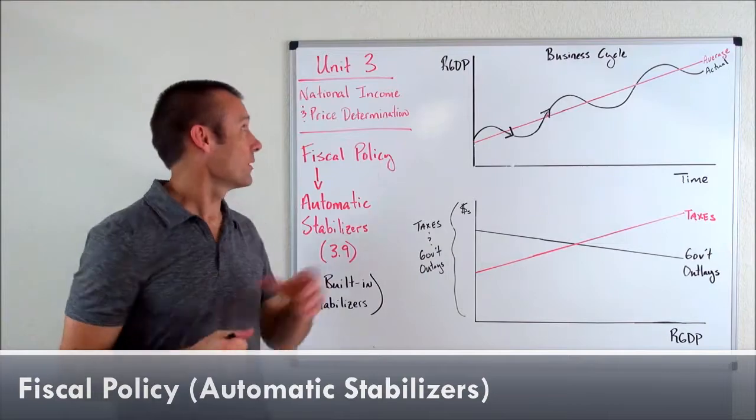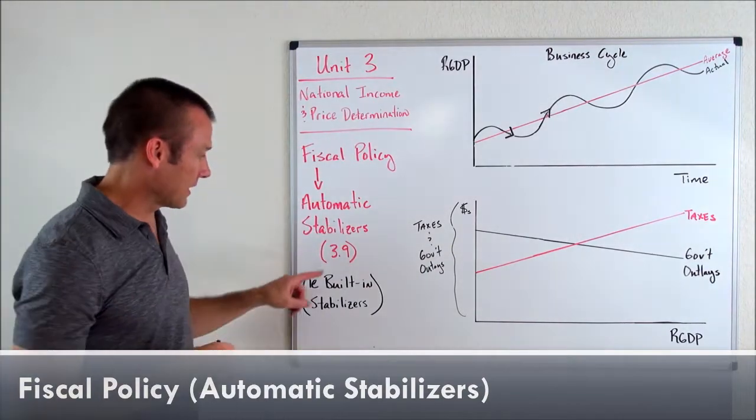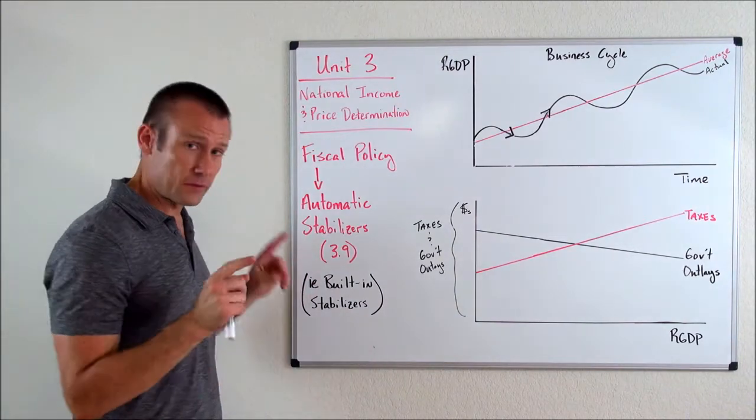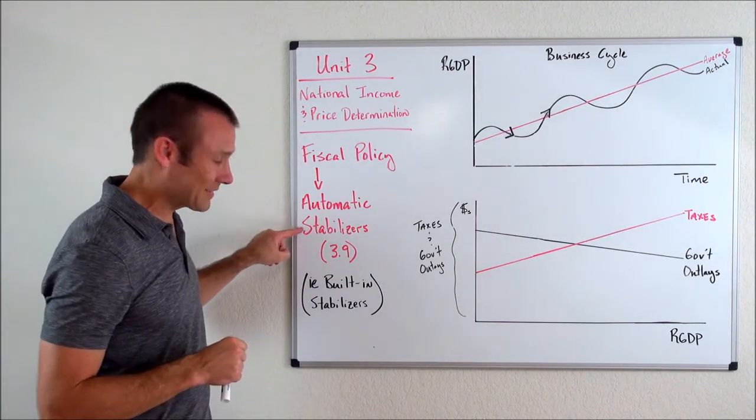Hey everybody, welcome back. We are on Unit 3. We are on subsection 3.9, which is the last subsection of Unit 3. This subsection is titled Automatic Stabilizers.